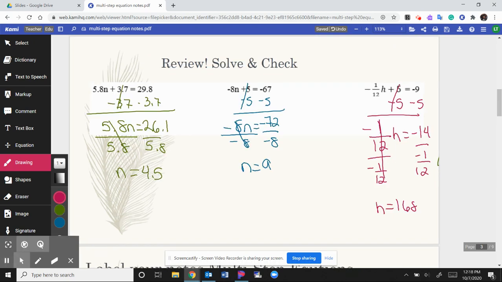All right, so hopefully you actually paused the video. Here are your answers to your 3 review problems. The third one's probably the hardest part here because of this fraction. When you get to this fraction part, you have 2 options. You can divide by that negative 1/12, or you could have multiplied by the reciprocal of negative 12 over 1. Either way, you still should get an answer of 168.